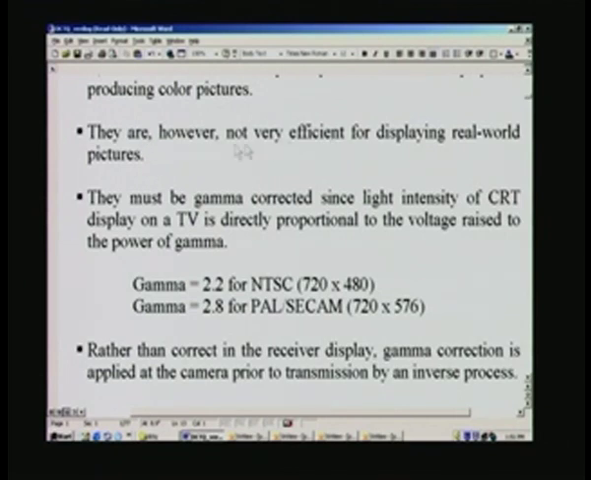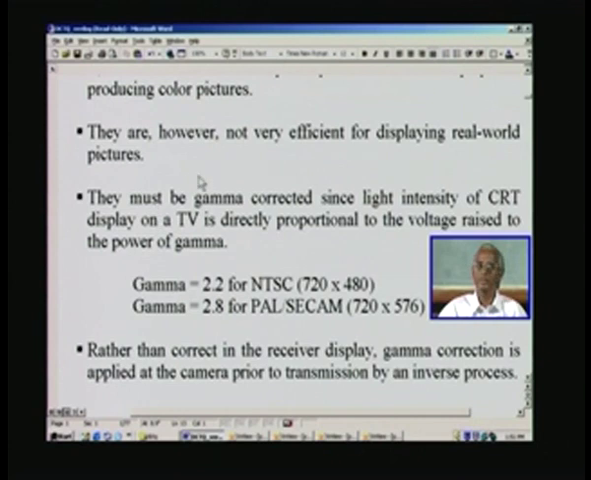The reason for not being efficient is that in a CRT, the electron beams form the intensity corresponding to the image information that it receives. So, the intensity is directly proportional to a power such as 2.2. Say V is the signal voltage, then V to the power of 2.2 will be the response, that will be the intensity on the CRT. So, naturally this is a non-linear thing.